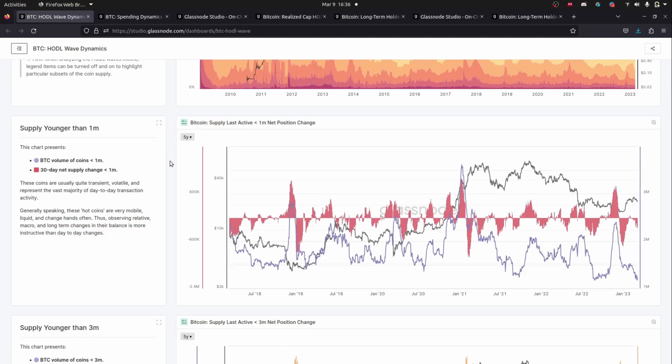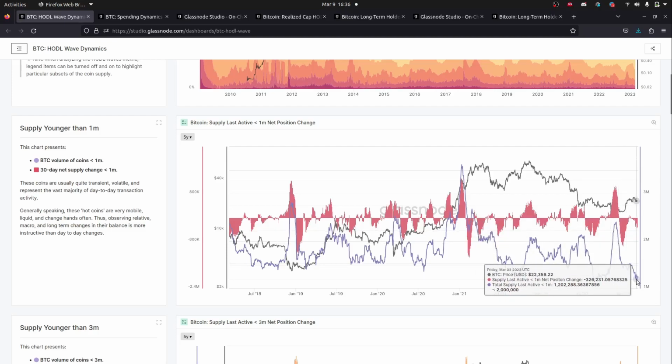Now, what we're looking at here is supply younger than 1 month. The next one will be younger than 3 months. So we're basically starting at the youngest coins and moving our way up. This is a binary system, meaning that a coin is either younger than 1 month or older than 1 month. Right? So the only way for this purple curve, which is the total supply younger than 1 month, to increase, as we saw following FTX, is when coins that are older than 1 month get spent at a significant rate.